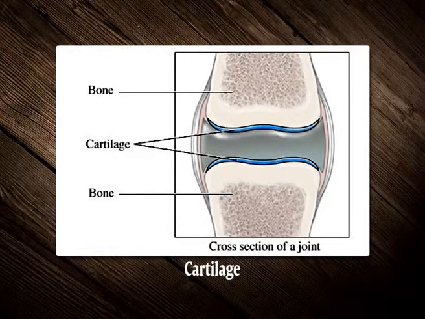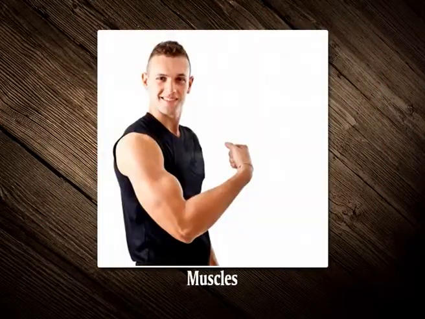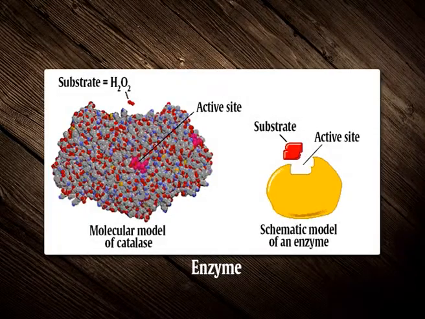In animals, they help to form supporting and protective structures such as cartilage, skin, nail, hair, and muscle. They are the major constituents of enzymes and hormones in all organisms. The name protein comes from the Greek word protos, which means first or foremost.